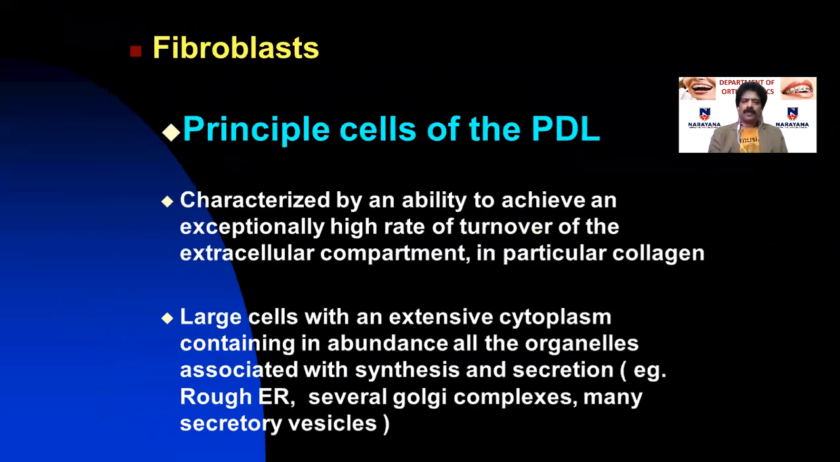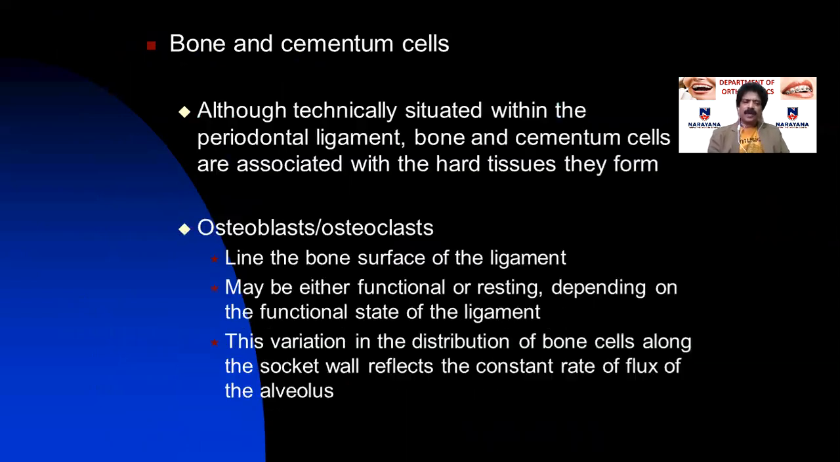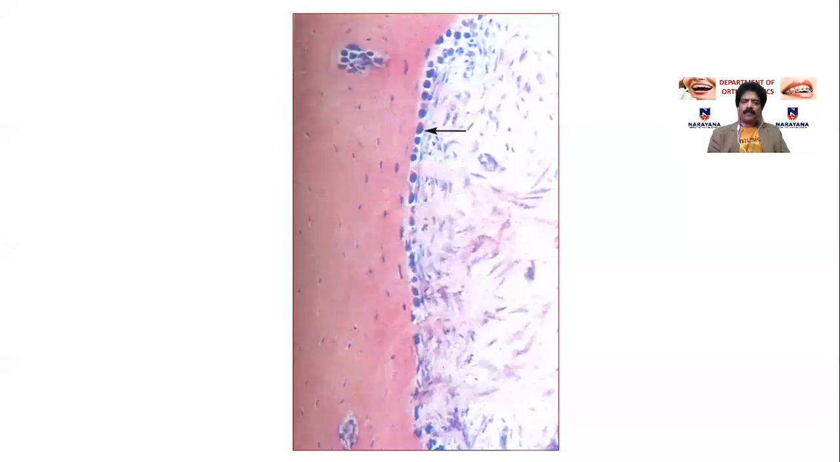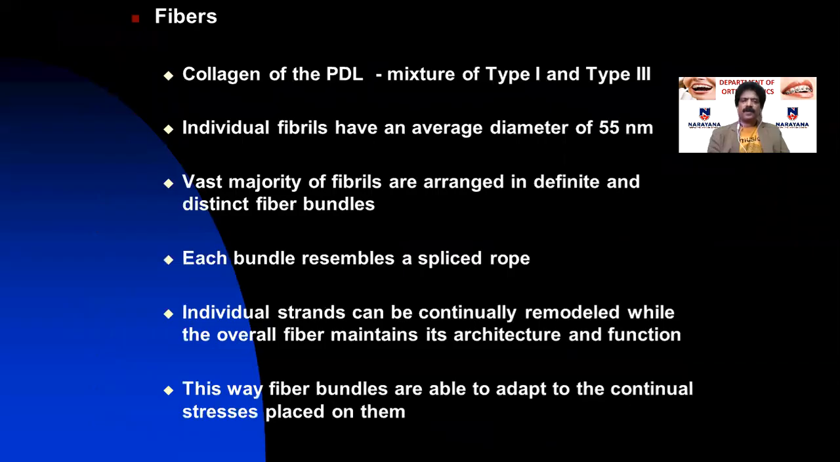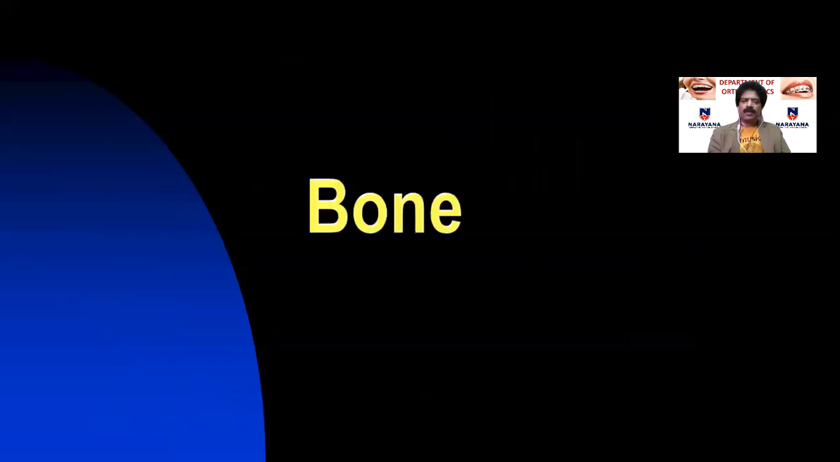The resorptive cells and the principal cells: the fibroblasts are the main heart of your PDL. Very, very important cells, the fibroblasts. That is the microstructure of your fibroblasts and the fibers, the collagen. We have type 1 and type 3 collagen.